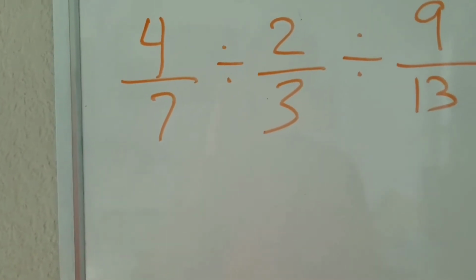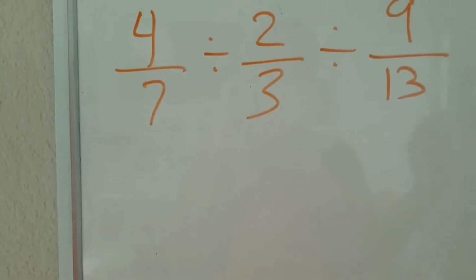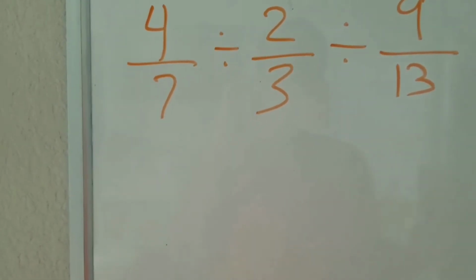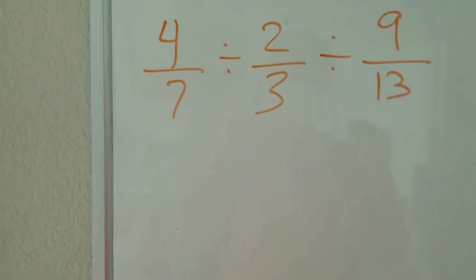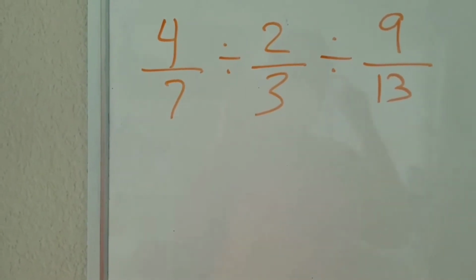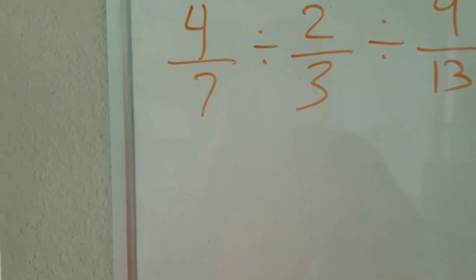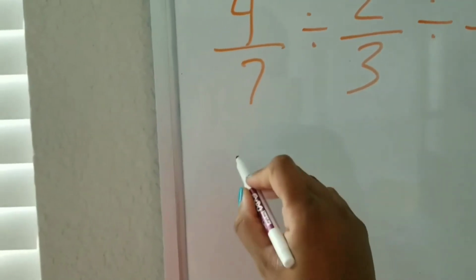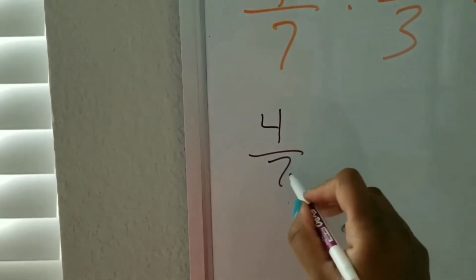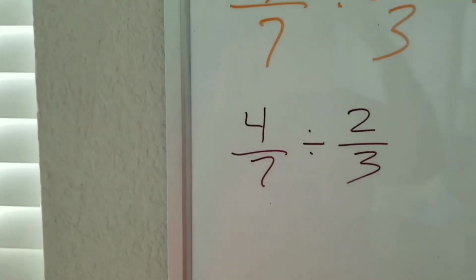4/7 divided by 2/3 divided by 9/13. What do we do first? Instead of trying to tackle everything at one time, I'm going to recommend that you focus on taking two fractions and solving two fractions at a time. So let's go ahead and do 4/7 divided by 2/3. Let's rewrite that. 4/7 divided by 2/3.